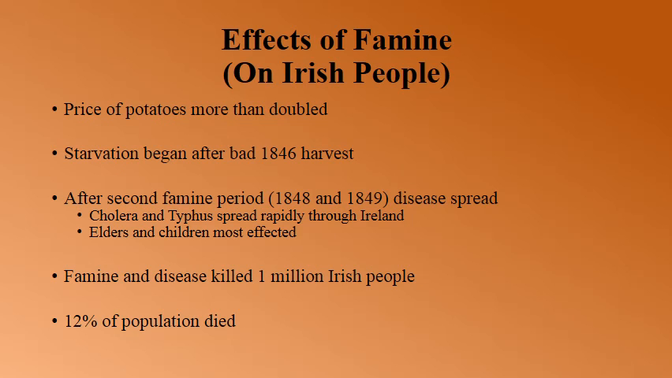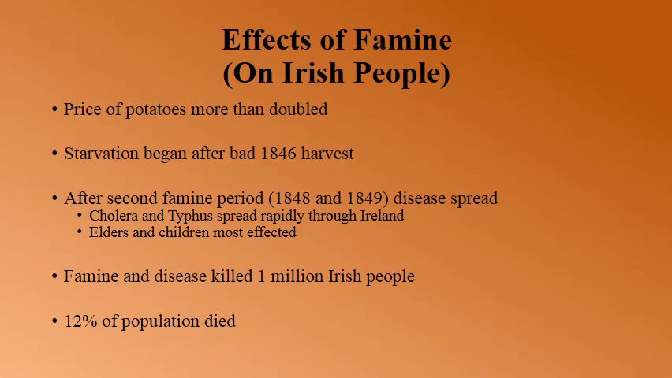So to go into a little more detail on the effects of the famine on the Irish people, the price of potatoes more than doubled because there weren't enough of them. And starvation began badly after the 1846 harvest. People didn't grow the potatoes they needed to feed their families, and no one was able to pay for potatoes to give to their families.